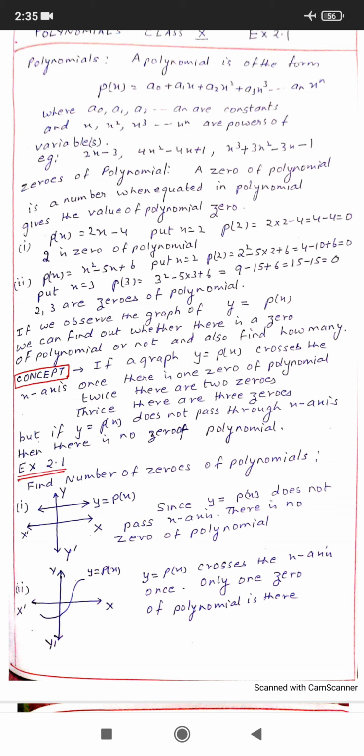Put x = 3 now. P(3) is 3² minus 5 into 3 plus 6. This comes 9 minus 15 plus 6. Now 9 and 6 is 15, and 15 minus 15 is 0. So 2 and 3, there are two zeros of this polynomial x² minus 5x plus 6.